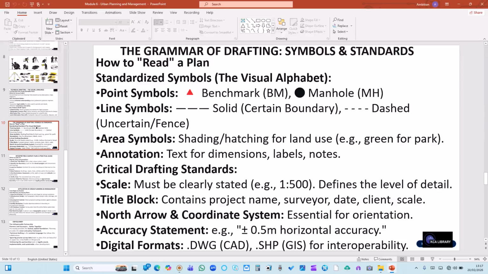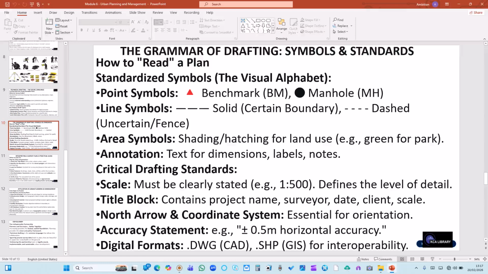We have annotation, which is text for dimension, level, and notes. So we can use annotation in the form of text to read a map. Then the critical drafting standards include scale, which must be clearly stated. For example, 1 to 500 ratio, which defines the level of the details. We have the title block that contains the project name, surveyor, date, client, and the scale. So these are some of the contents of the plan that must be read.